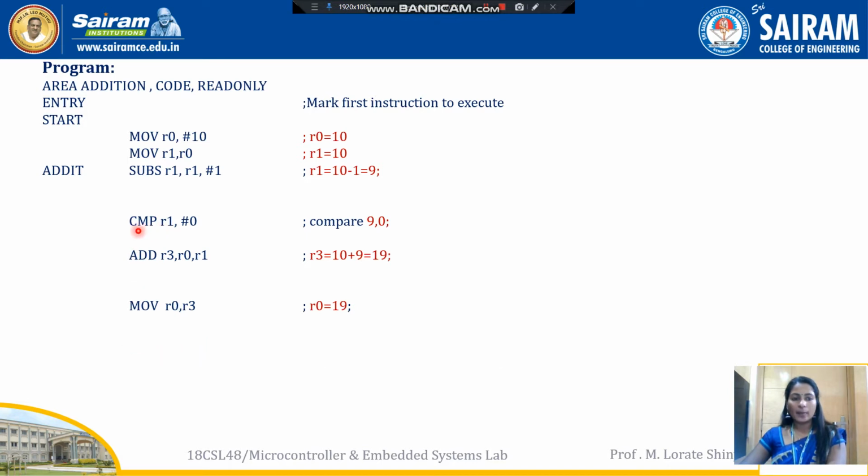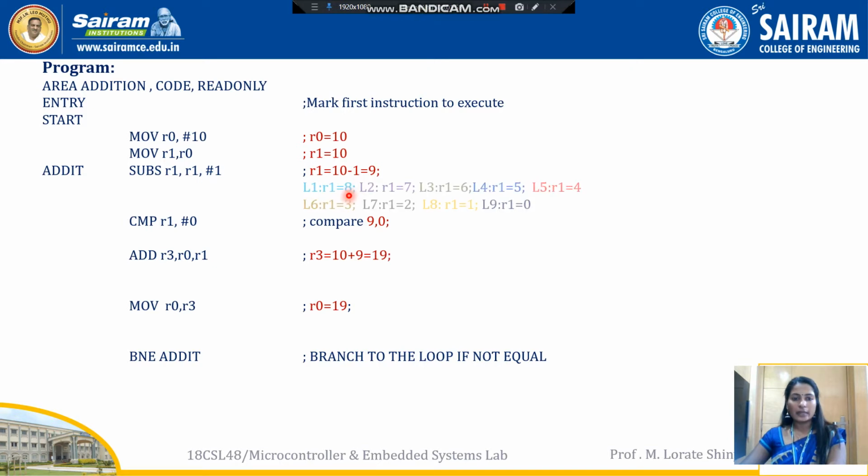See, I did the comparison between 9 and 0. So after the comparison, we have to keep a conditional branch. See, branch not equal. If both are not equal, I can jump back to ADD IT. Both are not equal, the condition is true, so I will jump back to ADD IT. Here I will subtract again. This time 9 minus 1 becomes 8.